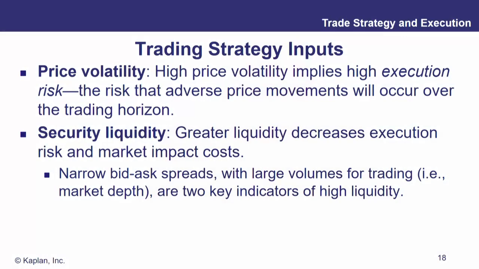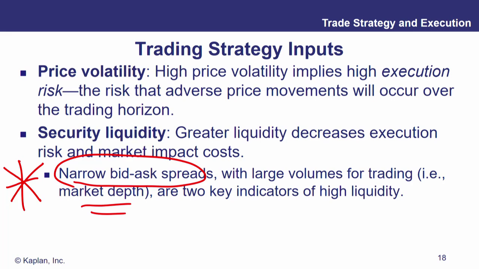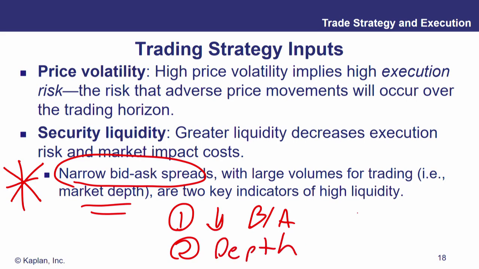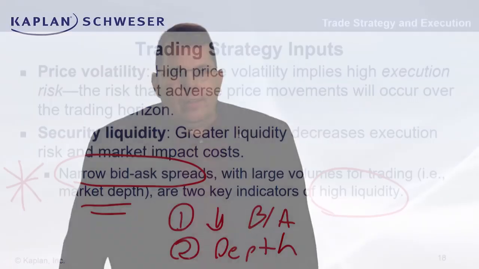Okay, and again, what are some things that we can look at? I like this. This is something that I would actually write down on a note card. So what do we know? What do narrower bid-ask spreads tell us? Well, with large volumes for trading, they give us market depth. And they're two key indicators of high liquidity. So if I see a narrow bid-ask spread and I see a very deep market, then I know there's going to be high liquidity. Okay, I may need to trade a lot of shares, so I'm going to need to be aware of these.